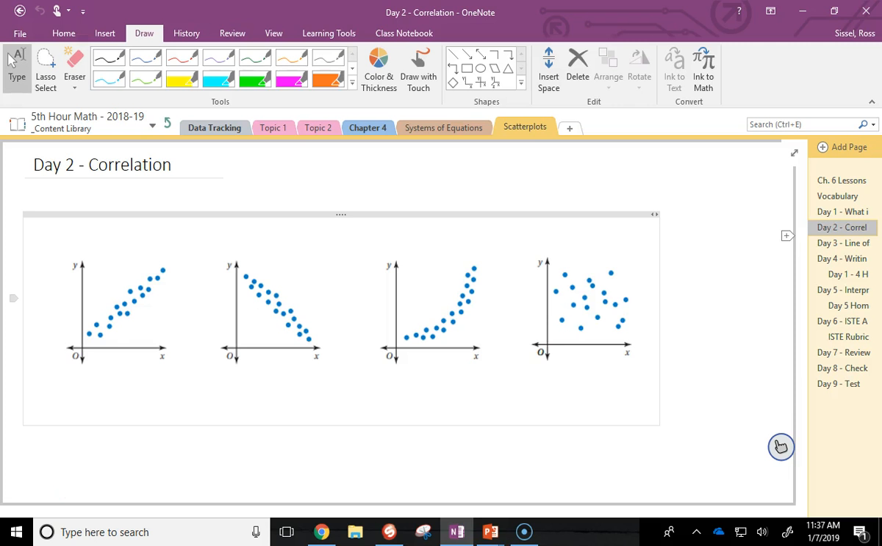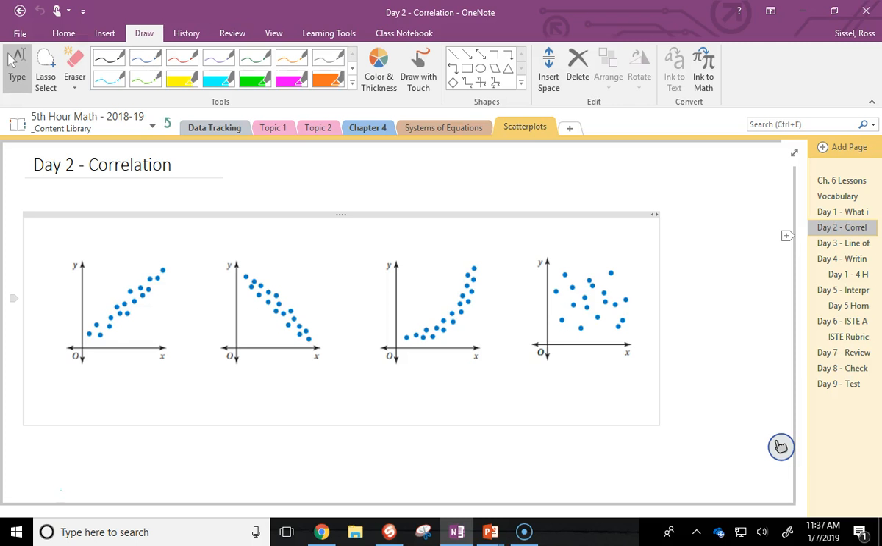Okay, day 2, we're going to look at correlations. If you open up that first page, you saw these 4 graphs that we talked about on the very first day, that all 4 of these are scatter plots. Each one of them represents a scatter plot.